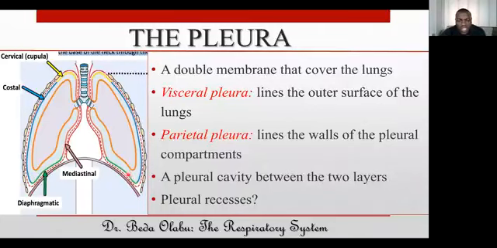The costodiaphragmatic recess is that downward extension of the parietal pleura, but the lungs never reach there, which means the visceral pleura does not reach there as well. This region is clinically important because if someone has pleural effusion, that is when you have fluid within the pleural cavity. When you have an abnormal amount of fluid in the pleural cavity, that fluid will accumulate here at the costodiaphragmatic recess. And that one can be seen even on chest radiographs.